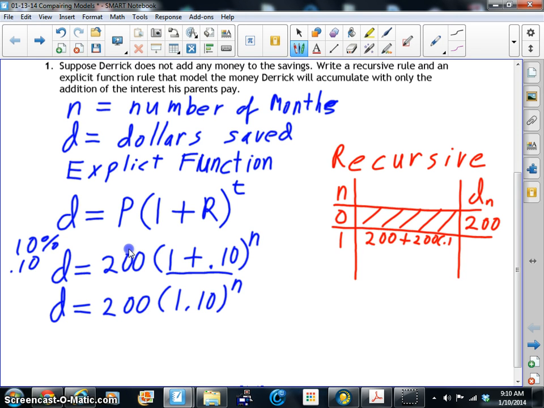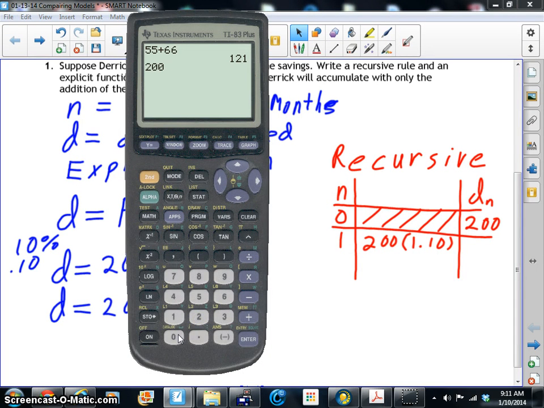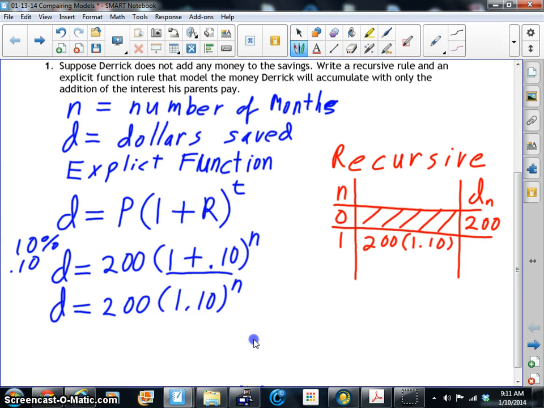Actually, we can simplify that a little bit. It's really simple: we just take 200 times 1.10. I like to start out with a table. So it's 200 times 1.1, which is 220. So that's 220 for this particular entry.